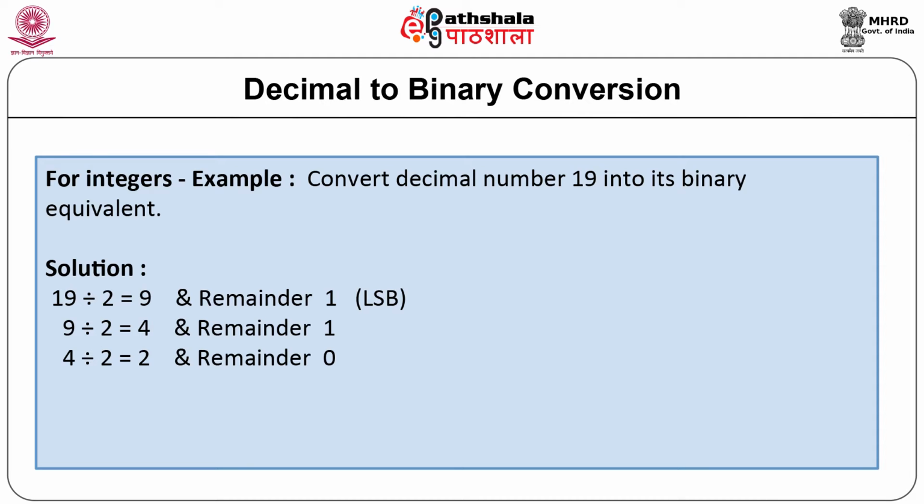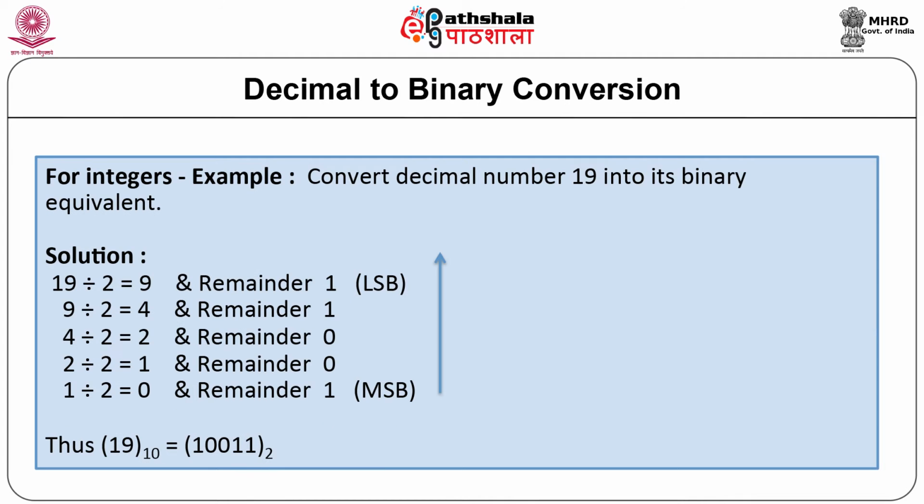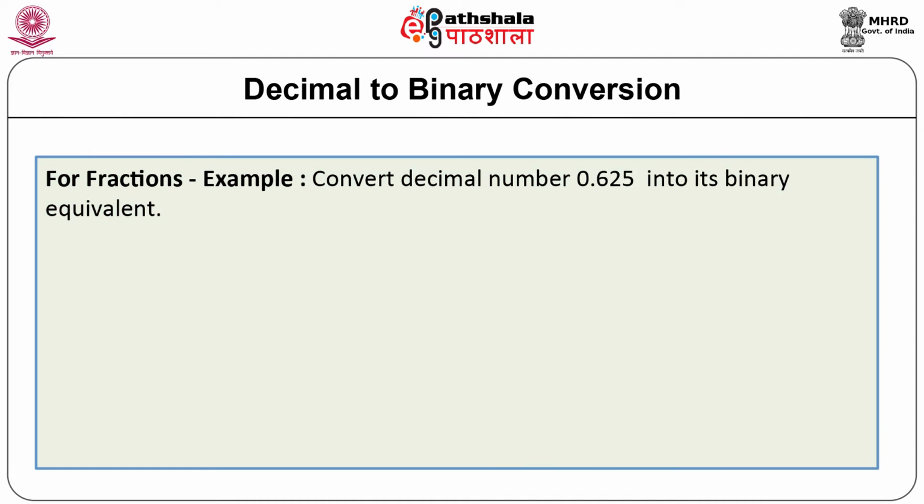4 is divided by 2 to generate quotient 2 and remainder 0. 2 is divided by 2 to generate quotient 1 and remainder 0. 1 is divided by 2 to generate quotient 0 and remainder 1, which is treated as MSB. The remainders are taken in reverse order, bottom to top, to form the binary number 10011 for decimal 19.